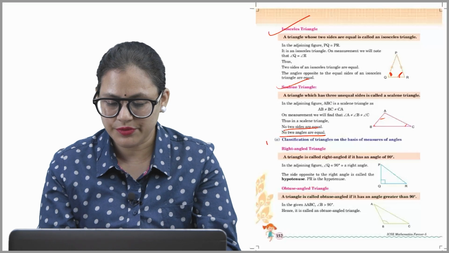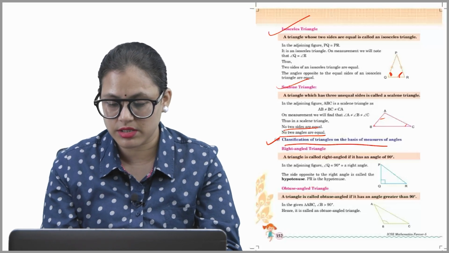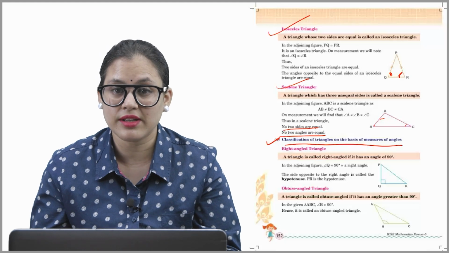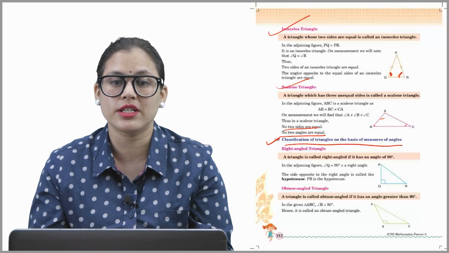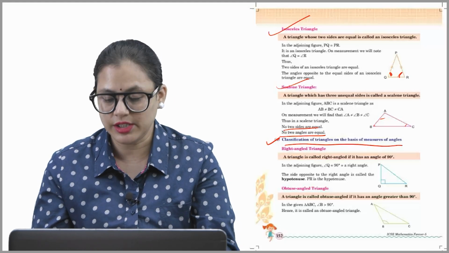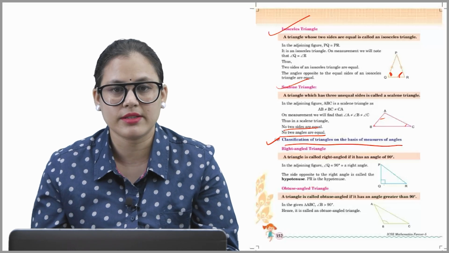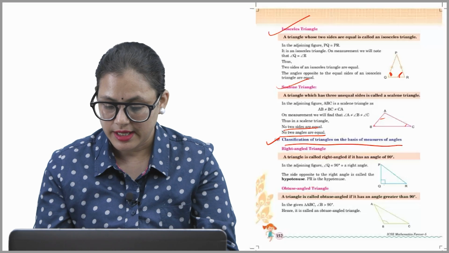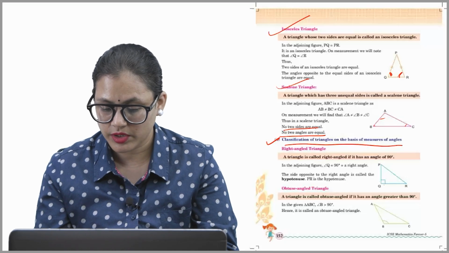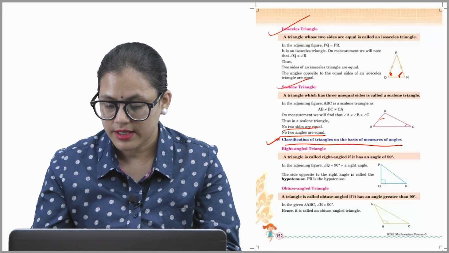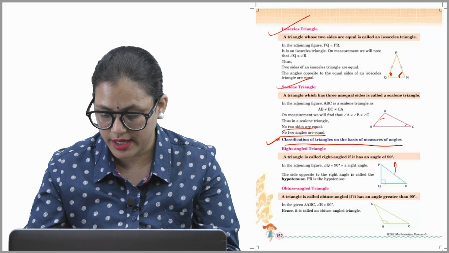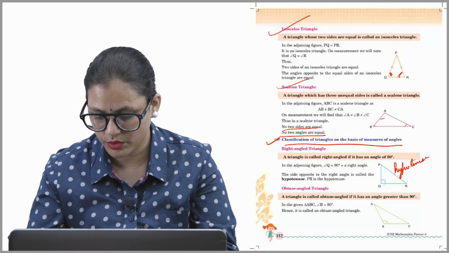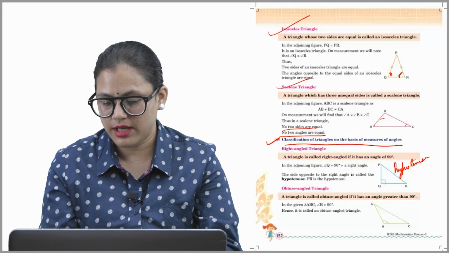Number 2, classification of triangles on the basis of measures of angles. Right angled triangle. A triangle is called right angled if it has an angle of 90 degrees. In the adjoining figure, angle Q is 90 degrees and it's a right angle, right? The side opposite to the right angle is called the hypotenuse. See, the side opposite to the right angle. This is the right angle, this is the opposite side, and this side is called the hypotenuse. Okay, PR is the hypotenuse.